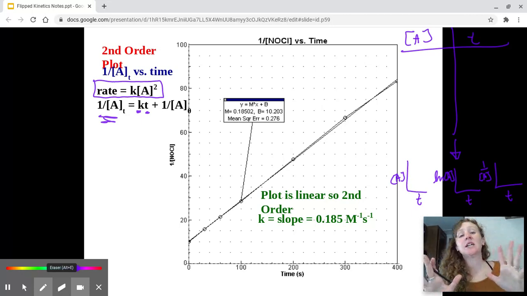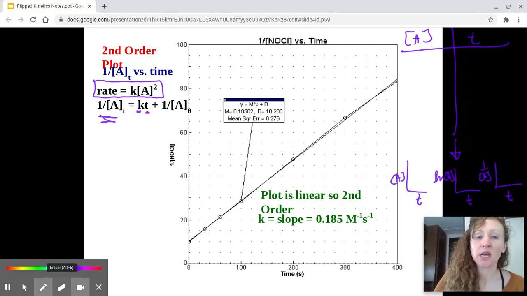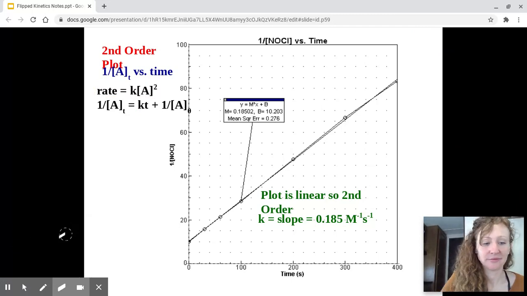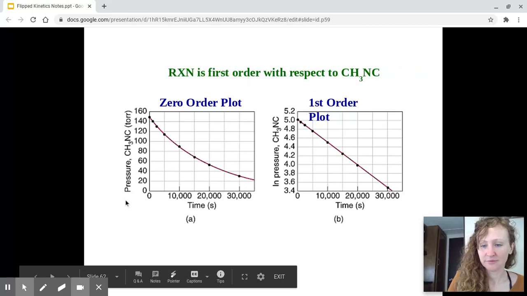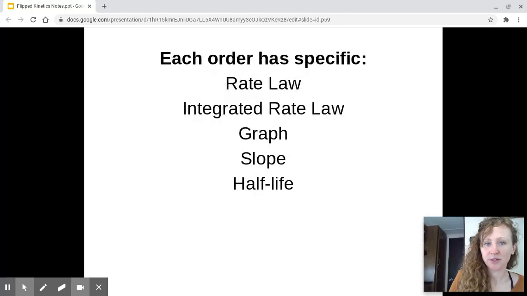Okay, so we kind of walked through all of this information for first order, but it's really consistent for zero and second. It just has a slightly different format of the integrated rate law. So from these integrated rate laws, now we can go back and look at half-life. So let's do that. This is what I skipped earlier.